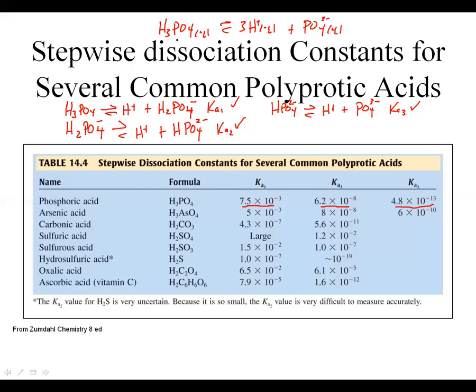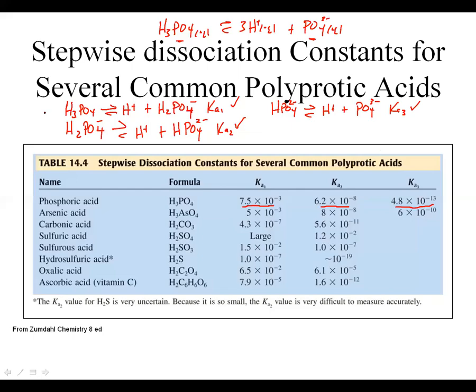This is really why these two are not pairs, because they're really not related to each other. They're way down the road from each other, as you can see here, since it does come off basically one H plus at a time. So the first Ka value is 7.5 times 10 to the minus 3. The next one is 6.2 times 10 to the minus 8. And the Ka3 is 4.8 times 10 to the minus 13.